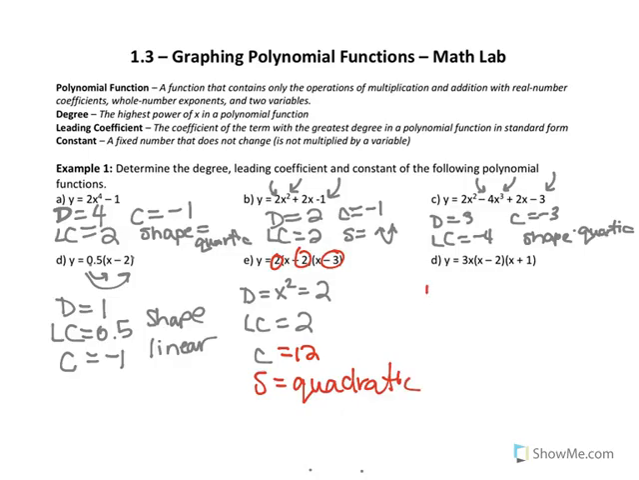Okay, next one. My degree is, I have 1, 2, 3 x's, so 3. My leading coefficient would be 3x times x, so 3. My constant would be nothing, 0. And the reason why is because there's an x here, there's never going to be a number by itself, let alone. And the shape here is cubic.